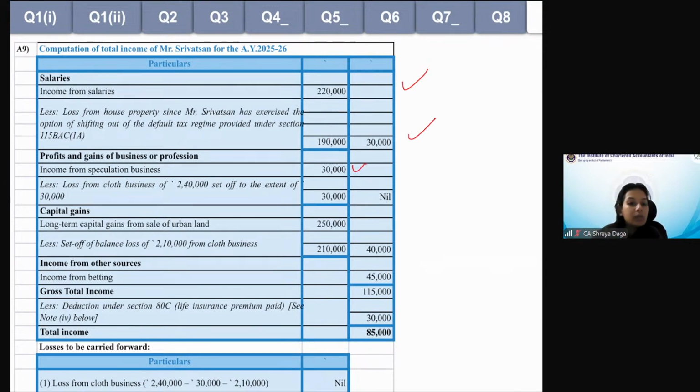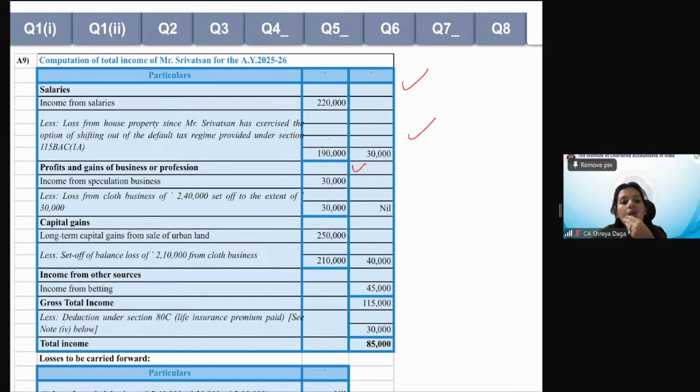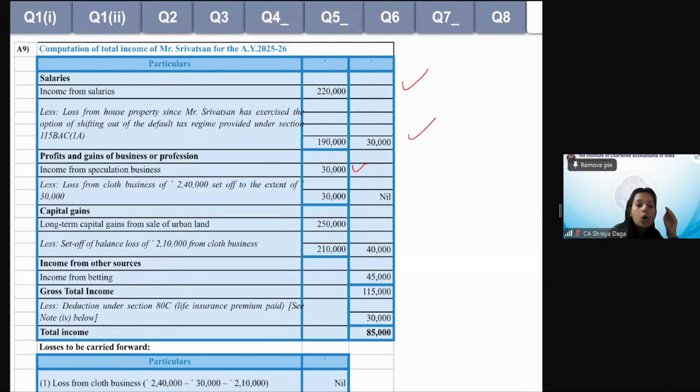If you have loss from a regular business and income from a speculation business, can you set it off? No. Why? How did we understand orthodox? Orthodox loss cannot be set off against liberal gain, but liberal loss can be set off against orthodox gain. Regular business loss can be set off against speculative business gain. Yes, so we can set off. Okay. So once you've set off, then there is no note to be given.